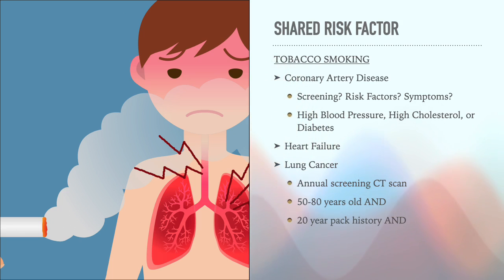Now, what is a pack year? Well, it's a way we measure the amount a person has smoked over a long period of time. Pack years are calculated by the number of packs of cigarettes smoked per day multiplied by the years a person has smoked. For example, if you've smoked 1 pack a day for 20 years, you've smoked 20 pack years. But if you've smoked only half a pack a day for the same 20 years, then you've actually only smoked 10 pack years.